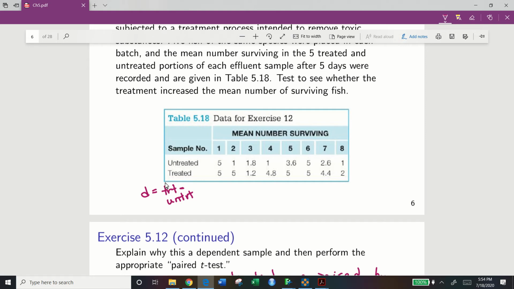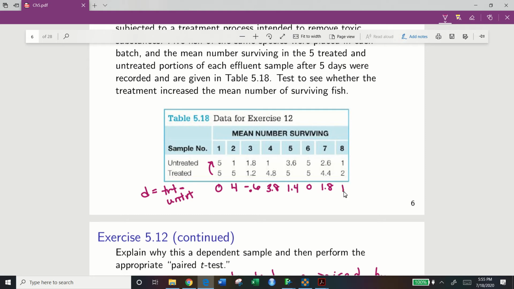Okay, so to begin, 5 minus 5 would be 0. 5 minus 1 would be 4. 1.2 minus 1.8 would be negative 0.6. 4.8 minus 1 is 3.8. 5 minus 3.6 would be 1.4. 5 minus 5 is 0. 4.4 minus 2.6 is 1.8. And 2 minus 1 is 1.